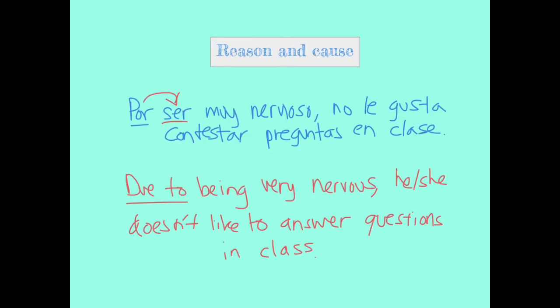Now this is an interesting one. So anytime you want to give the reason or cause for something, that uses por. Now you may remember back when you learned para in isolated instances that you can't conjugate after it. Por works the same way. So you'll notice that the verb directly after por here is in its infinitive form. It's not conjugated. So, por ser muy nervioso, no le gusta contestar preguntas en clase.